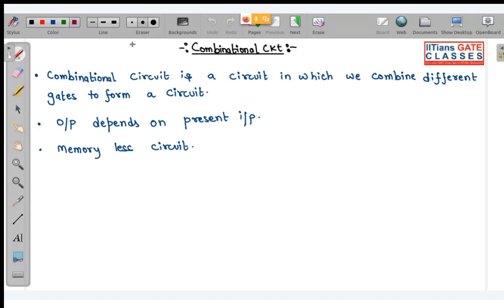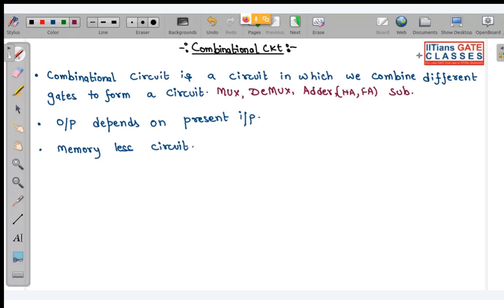For example, like multiplexer, demultiplexer, adder, means half adder, full adder, subtractor. Like this there are lot of combinational circuits that we have. We are going to study them one by one. So what is this combinational circuit? I told you that it is basically a circuit that is formed using different logic gates.